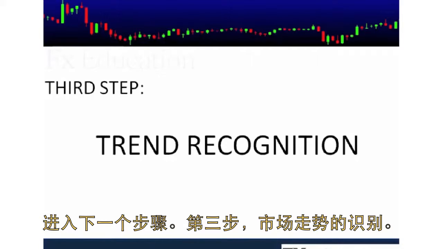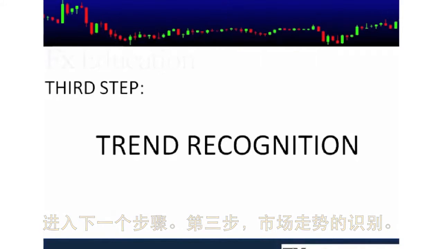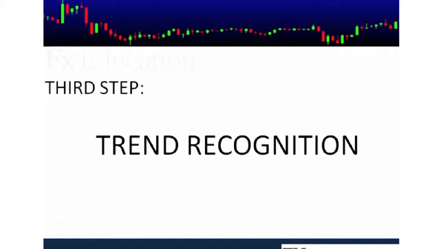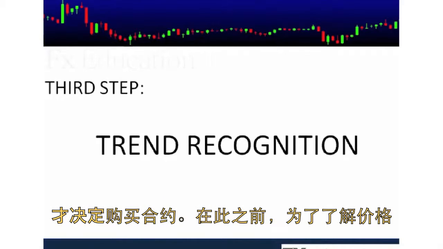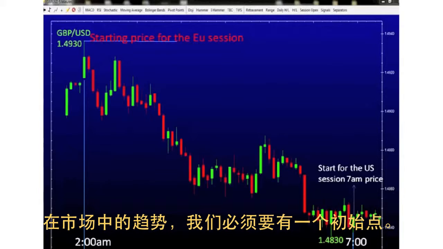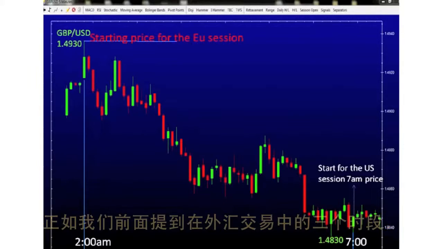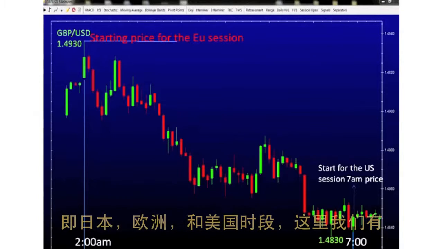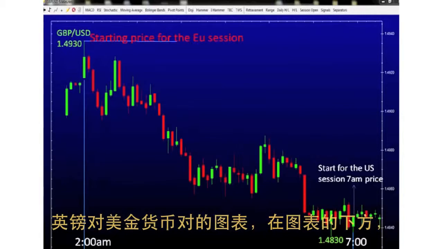Step 3 is trend recognition. Before we can decide to place any trades, we must have an idea of the direction of the market. But first, in order for us to understand the direction of the market, we have to have a starting point. As we mentioned before, we have 3 different sessions. We have the Japanese session, we have the European session, and we have the US session.